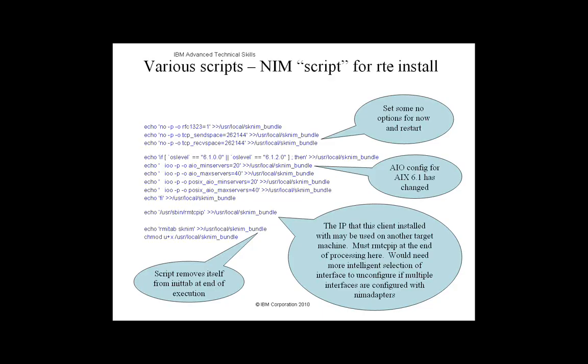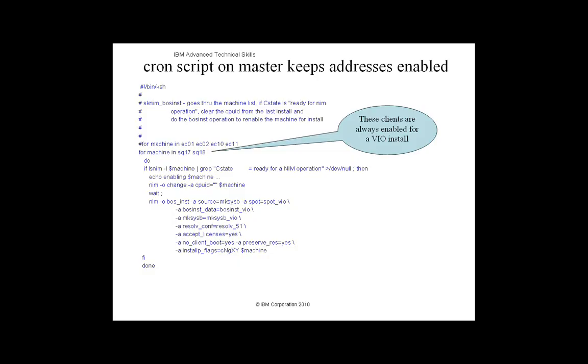The last thing this script does is remove itself from the inittab, rmitab. I want this script to run on the first boot of the client and then take itself out of the inittab. Won't spend much time on the cron script here to keep addresses enabled.